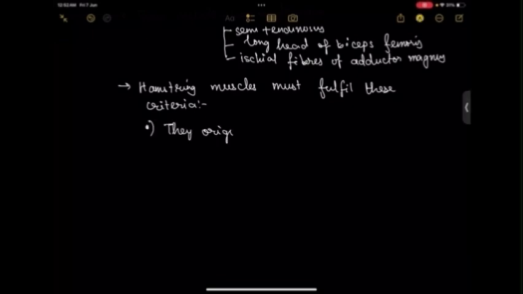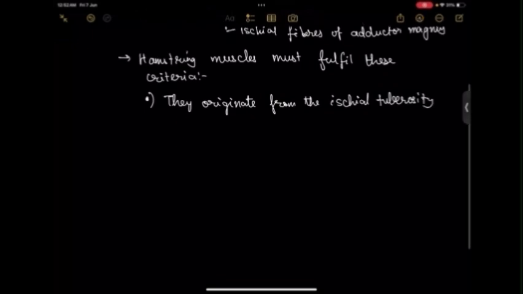So let's first write the first one, that they originate from the ischial tuberosity. I hope you know what the ischial tuberosity is. Since these are prof-based notes, absolutely oriented for your prof exam, I'm not necessarily giving an image. I will always provide it to you in the end.